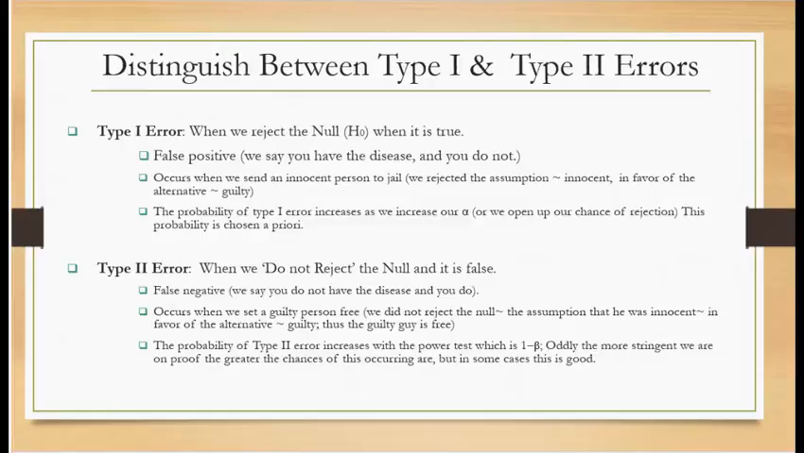Now, a type 2 error happens when we do not reject the null and it is indeed false. So it is a false negative. We say you don't have the disease, you get your test and it says, oh, no, you're fine, you don't have the disease, but lo and behold, you actually do have the disease. If we equate it to the court system, it would be when we set a guilty person free. So we do not reject the null in favor of the alternative.